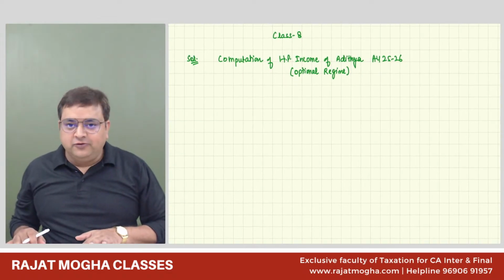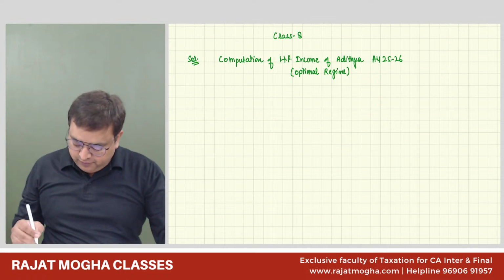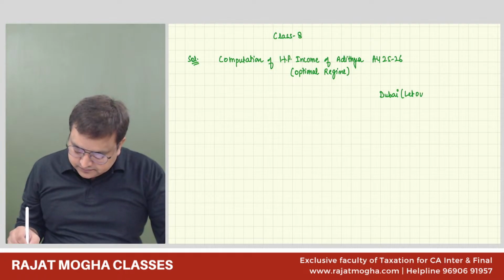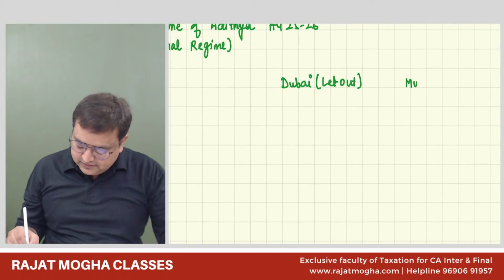Now we have two houses. What we can do is make two columns for both the things. One is for the Dubai house, which is a let out property. And for the Mumbai house, which is self-occupied. Everybody with me?